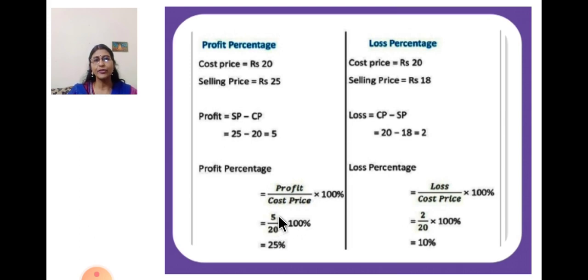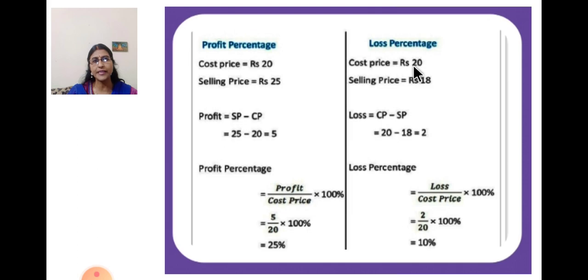This 2 you can reduce, 5 4s are 20, and then you will reduce these 2 numbers. So on reducing the numbers, you will get the answer 25%. Now children, in the same way, we will see how to find out loss percent, because in this next condition we have made a loss.